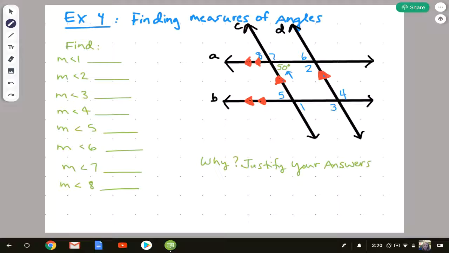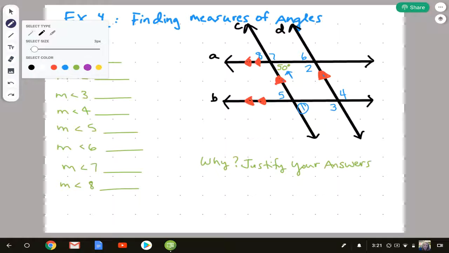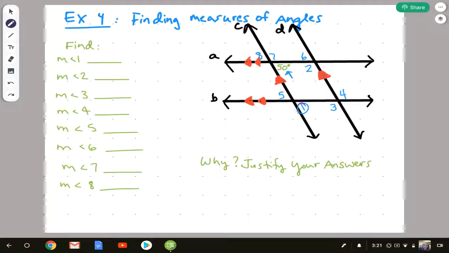So the first thing they asked me to find is the measure of angle 1. Well, I need to think about the postulates and theorems we've had. So the first one was corresponding angles are congruent. The second one was that alternate interior angles are congruent. And the last one was that same side interior angles are supplementary. So those are the three things I'm going to be using. Somehow I need to find the measure of angle 1. Let me change colors. I want to find the measure of angle 1.